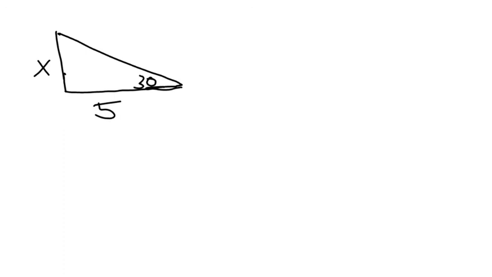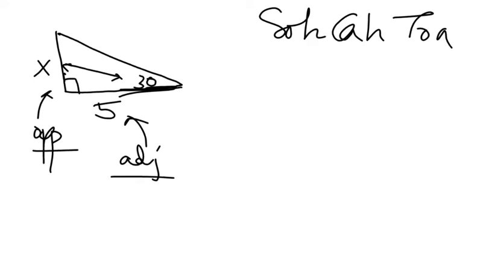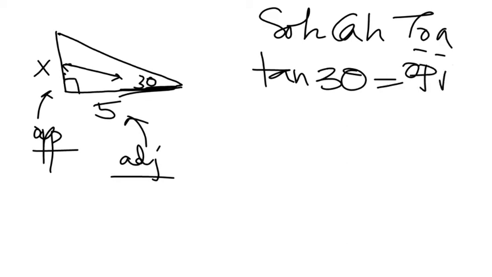Now that you've taken a second, we know that x is across from the 30, so that is our opposite. 5 is right next to it, so it is adjacent. And if I write out Sohcahtoa, I know I have the opposite and adjacent, so that's O-A, and I need to use tangent. I have tan 30 equals opposite over adjacent. Try to find me a number for x, and then check back.